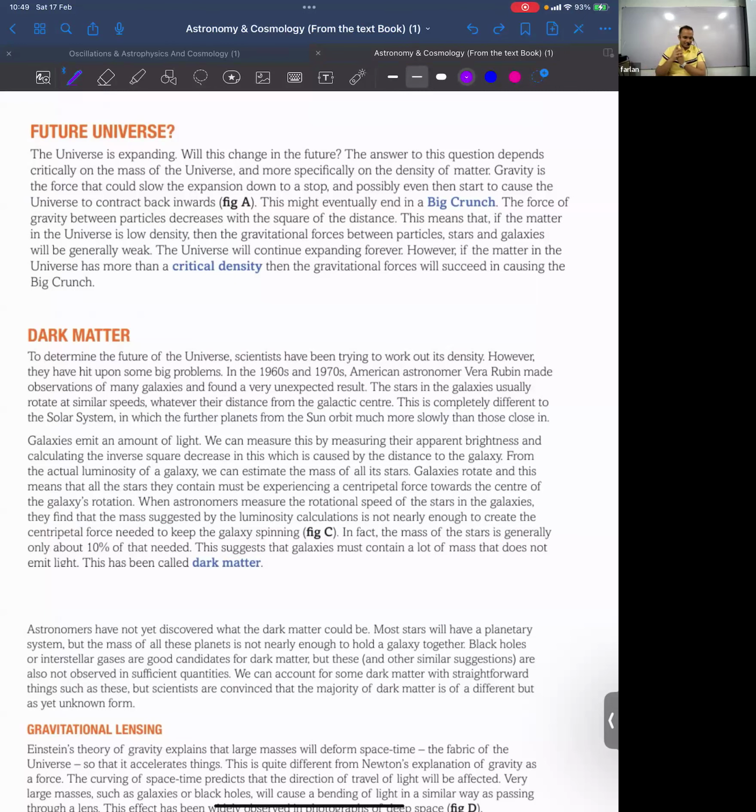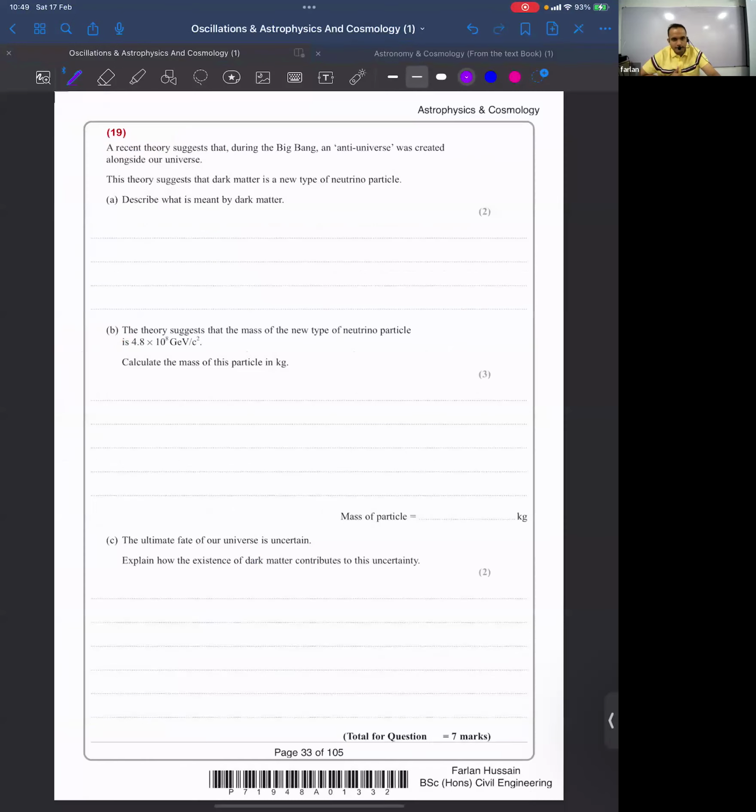That's it. So dark matter doesn't have a specific color, right? It's not black and dark. It doesn't have a color.